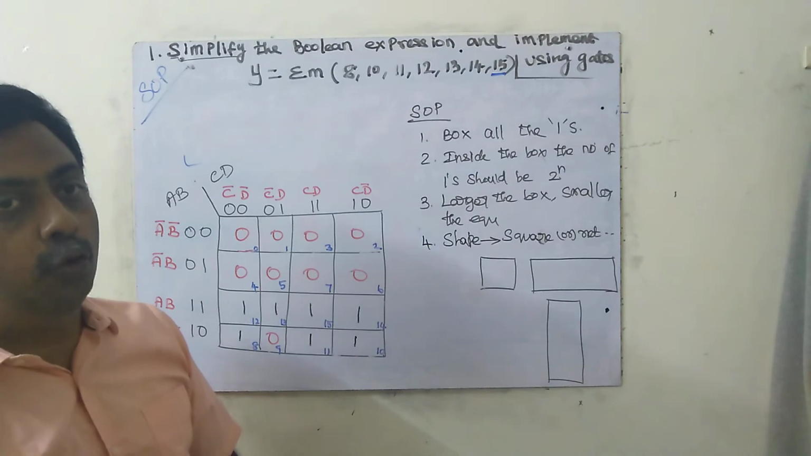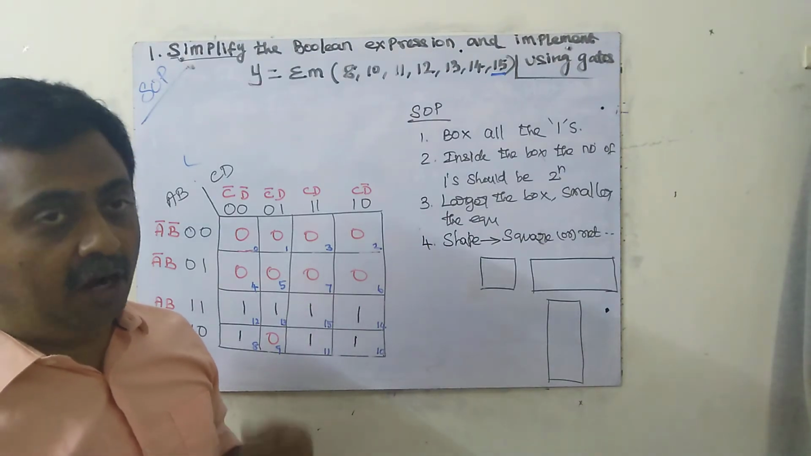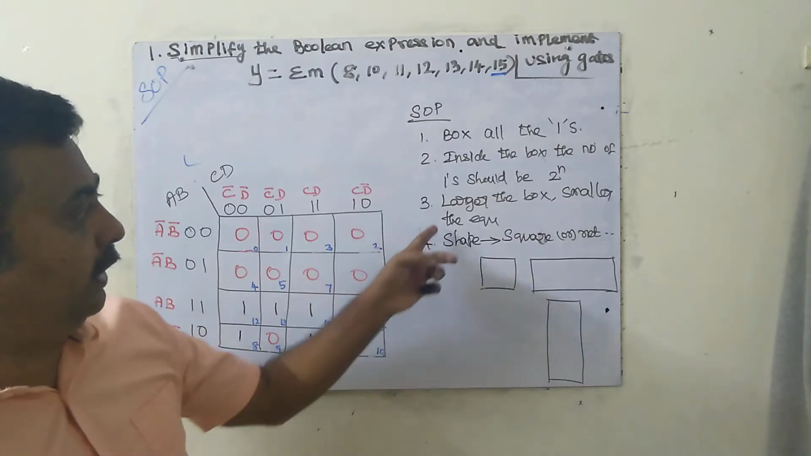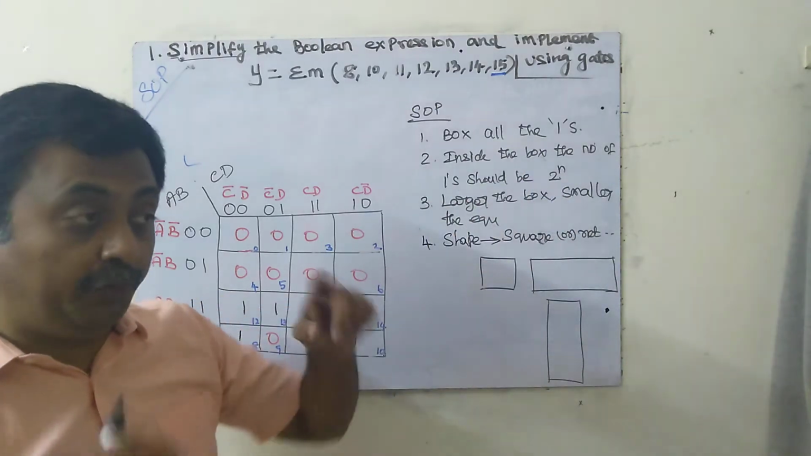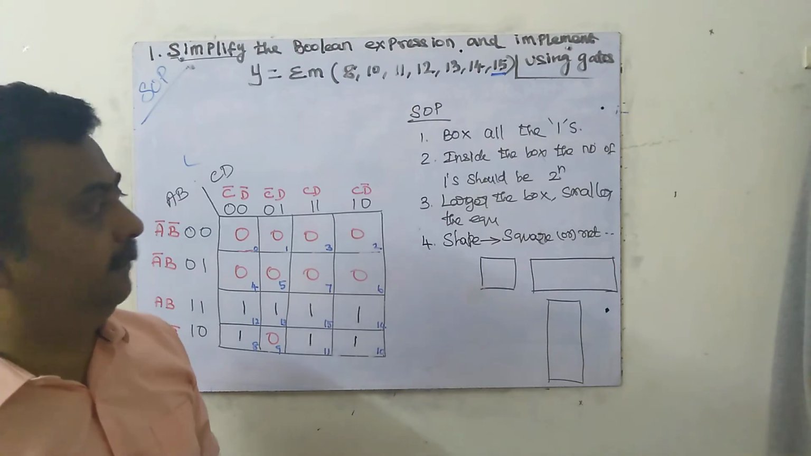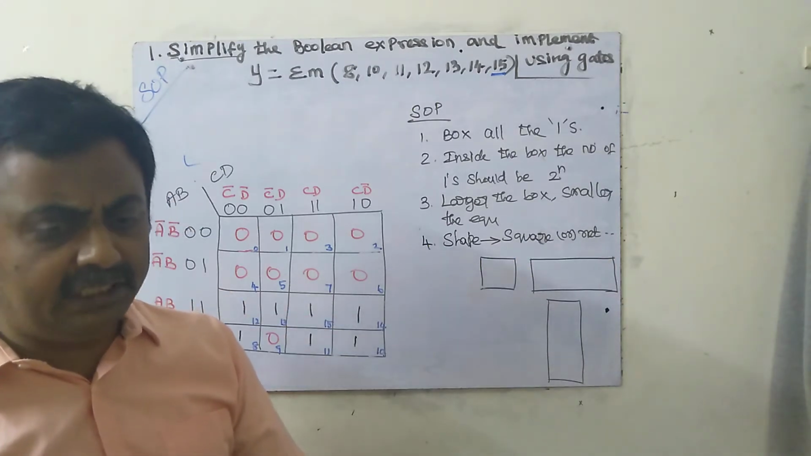What is 2 power n? 2 power 8. Next 2 power 16. If 16 is not possible, 8. If 8 is not possible, we have to go for 4. If 4 is also not possible, 2, then 1. For the larger box, we have to check it for 16. Is it possible to box all these 16 like this? Next, the shape should be square or rectangular. So these are the common things.